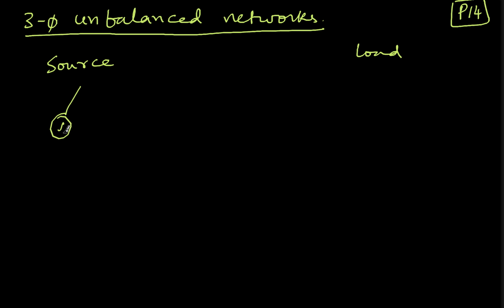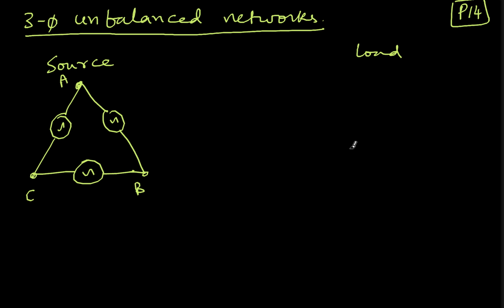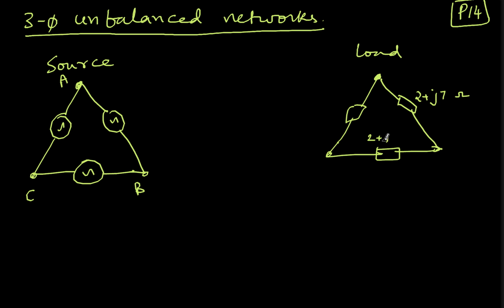The source is like this. This is a delta connected three-phase voltage source. Let's call these points A, B, and C. And the load is also like this. This box represents some kind of impedance. I'll use the same numbers that we have been using in this series: 2 plus j7 ohms, 2 plus j7 ohms, and 2 plus j7 ohms.